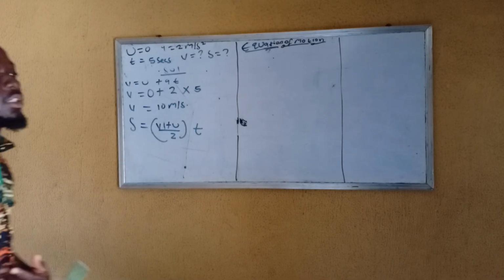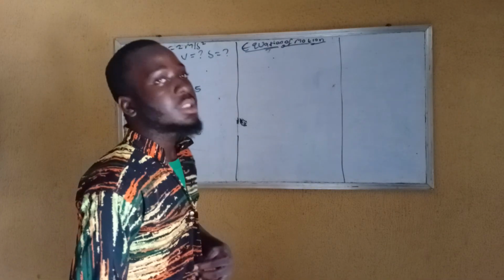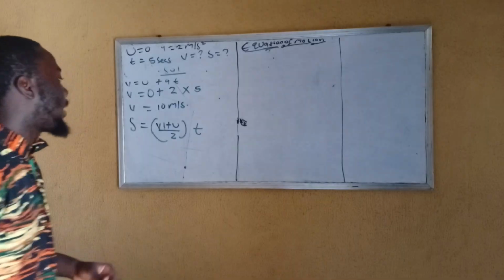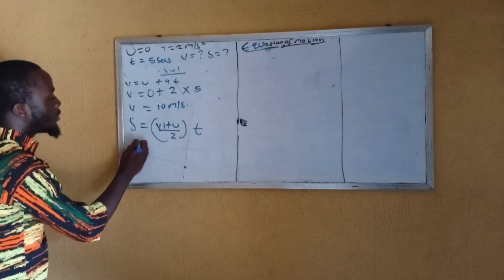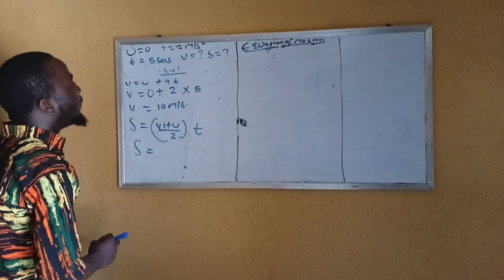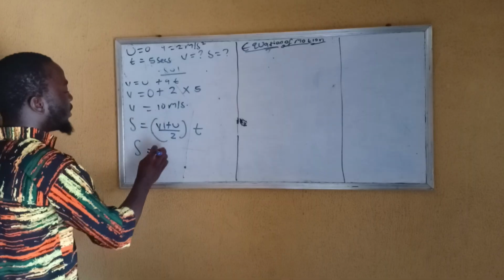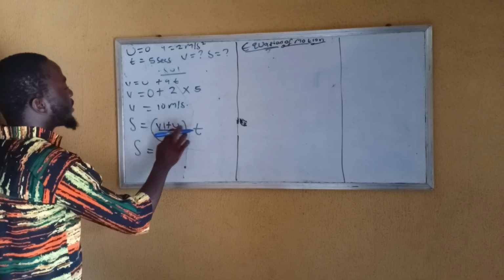What do you use? S is equal to what? ut plus one over two at squared. Any of the above, you are going to get the same answer. So we have S is equal to what? Your v. Our v is what? 10 meters per second plus our u.